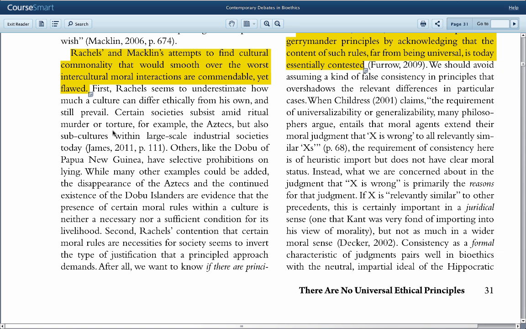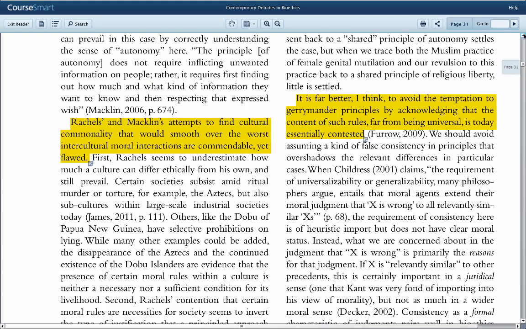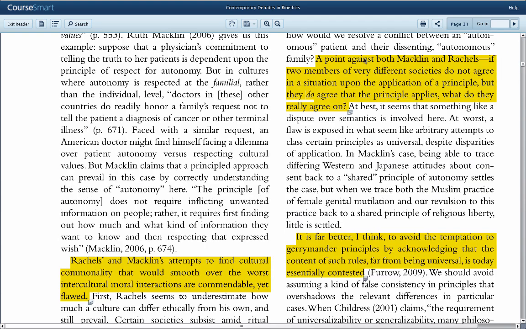Now, Dekker says that James Rachels and Ruth Macklin's attempts to find cultural commonality that would smooth over the worst intercultural moral interactions are commendable. Yet, Dekker thinks these attempts are still flawed. He gives a couple explanations of why. He says, in his point against both Macklin and Rachels, if two members of very different societies do not agree in a situation upon the application of a principle, but these two people do agree that the principle applies, what do they really agree on?